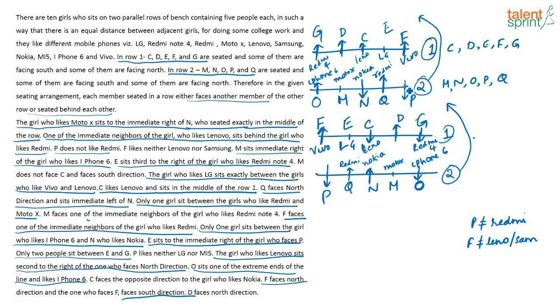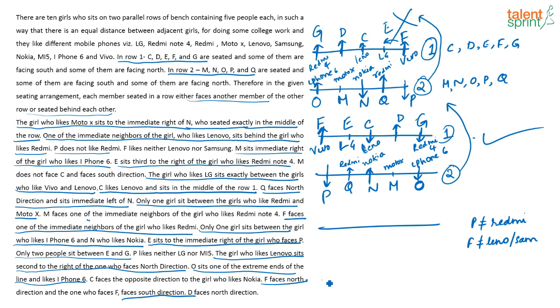But if this is the case, P and F are facing each other and E is sitting to the immediate left of F. And here it is also given that F faces north, correct? So here the condition is failing. So this is wrong. This has gone wrong because the condition is failing, okay? So this has to be your correct option.